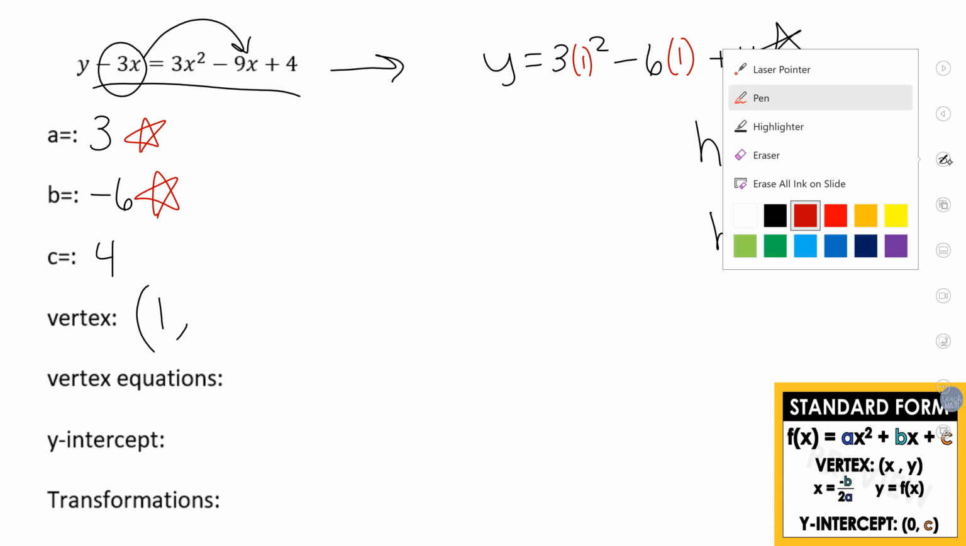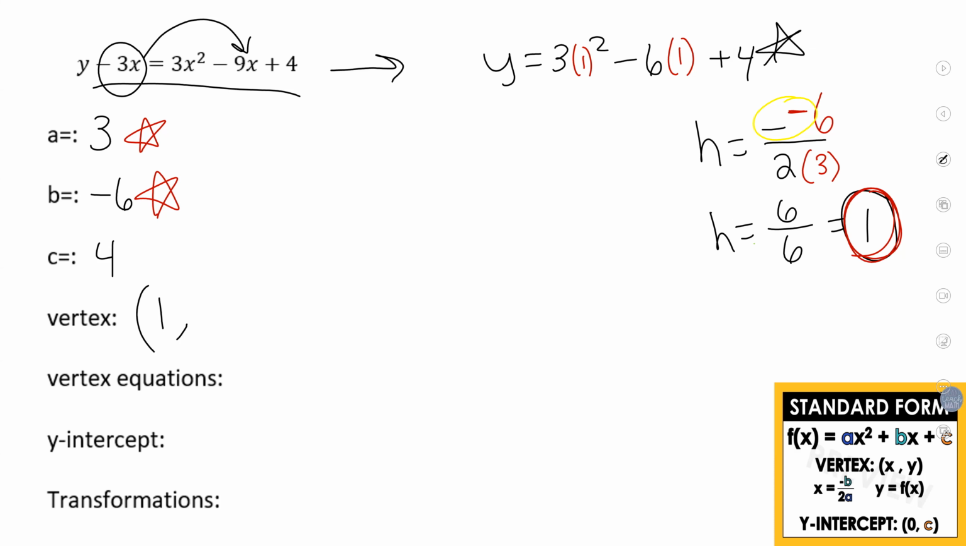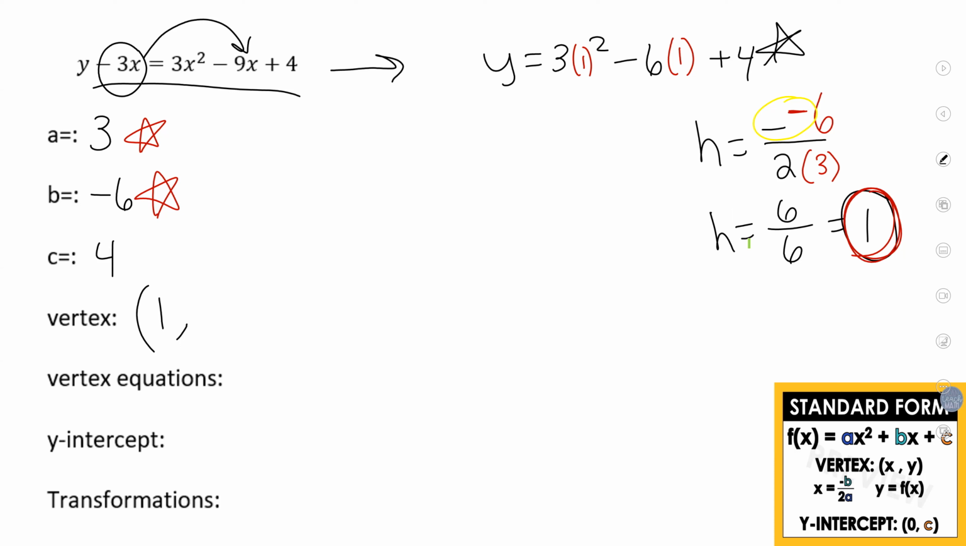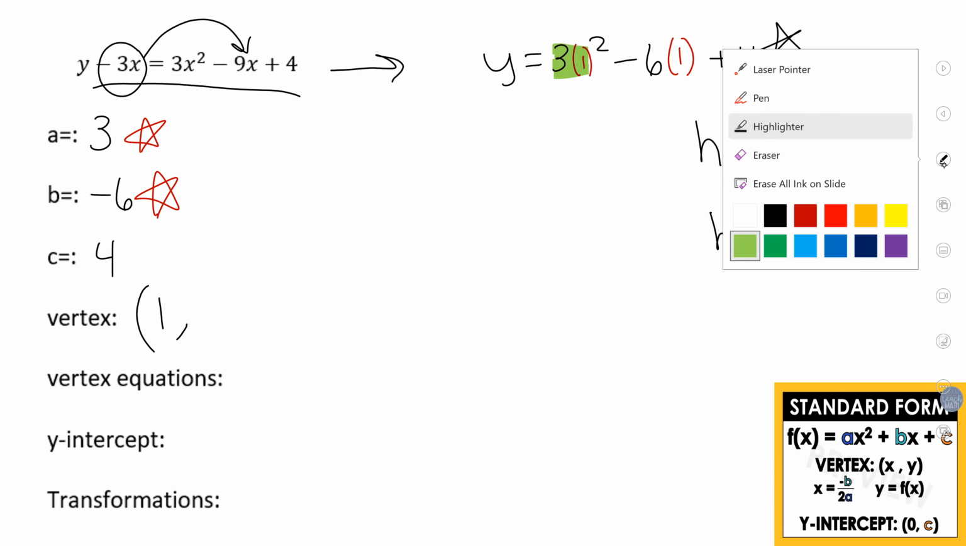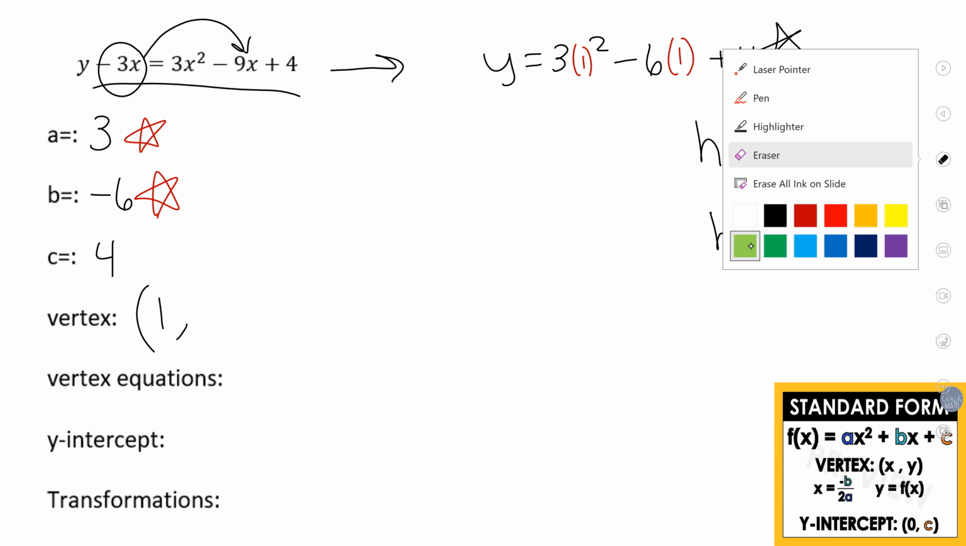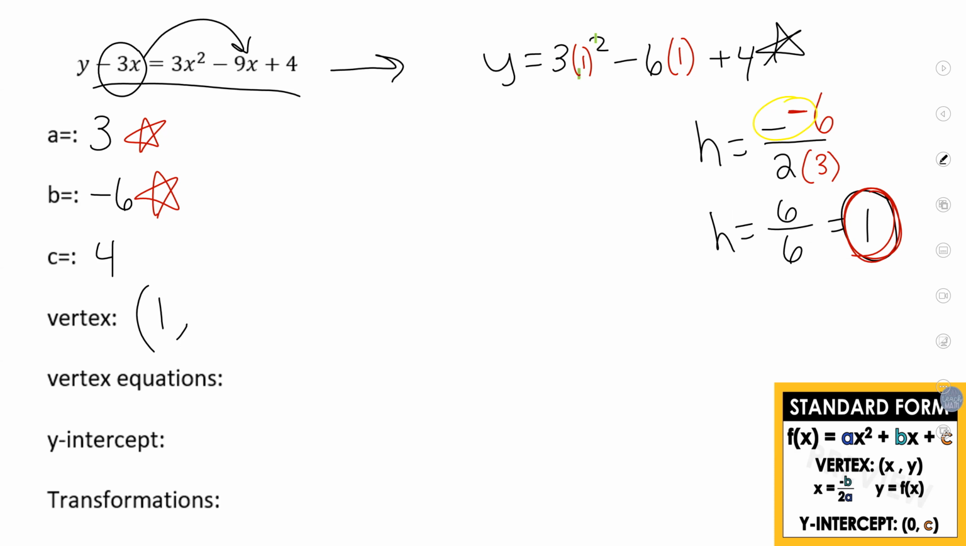Now, this is a mistake I saw a lot of people do yesterday. And I don't want to see it again. A lot of people did 3 times 1 first, and then they squared it. That's not good. What you're supposed to do first is you want to square it first. You're supposed to do 1 squared. So guys, what is 1 times 1? 1, and then multiply it by the 3. So what should this whole thing equal? 3.